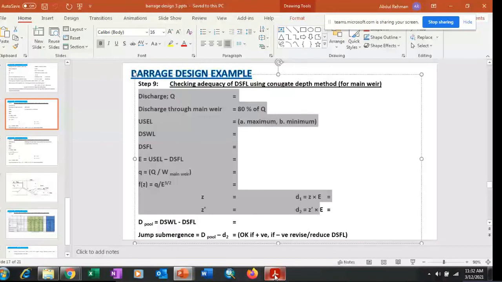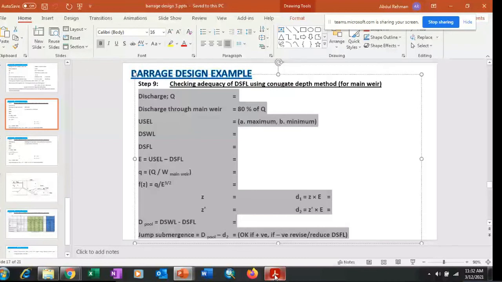Depth of pool created on the downstream side, as done in the previous step, is the difference of the downstream water level and the downstream flow level. Jump submergence: if the depth of pool is greater than D2, it will be a positive value. It should be a positive value. If it is negative, revise and reduce the downstream flow level. If, say, this value comes out to be minus 3 feet, reduce the downstream flow level by 3 feet.